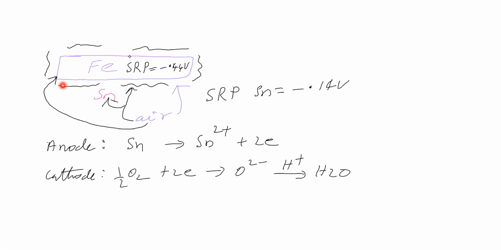So how do we protect iron from rusting? We have to coat iron with another metal, and that metal should have lower SRP than iron. Then only iron will be protected; otherwise, iron will not be protected. Next we will see underground pipes. Now we will take underground pipes.